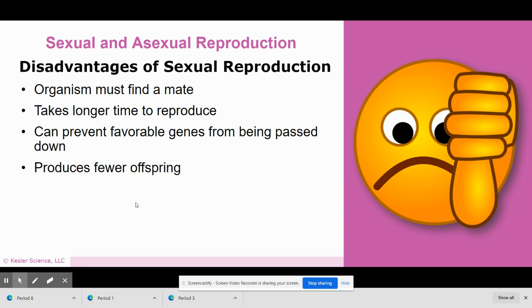Another disadvantage is that it can prevent favorable genes from being passed down. Remember, in sexual reproduction, you're only getting half the DNA from the parents. So you could be getting the good gene, or you could be getting a bad gene. So that's a 50-50 chance there. And this is also going to produce fewer offspring, which ideally a species wants to produce as many offspring as possible to keep continuing that species. So this process is going to produce fewer offspring.